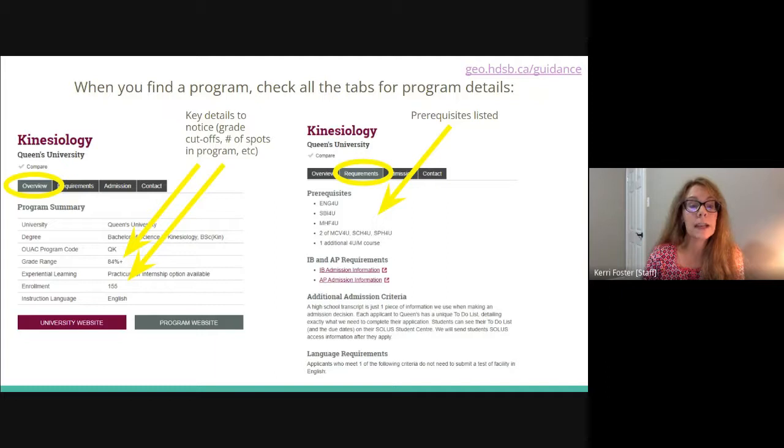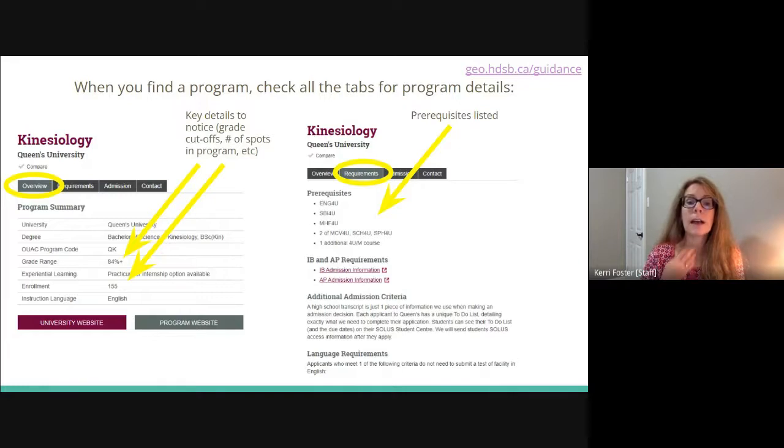So you can see here starting at 84% plus, and that would be based on your 6 U or M level courses, including required courses. Experiential learning, if it's available. They tell you the number of students who would be admitted to that program. And then over on the right-hand side, you can see the admission requirements. So anyone who's hoping to apply to this program would need to have ENG 4U, biology 4U, advanced functions, and then 2 of either calculus, chemistry, or physics, and then 1 additional U or M level course.